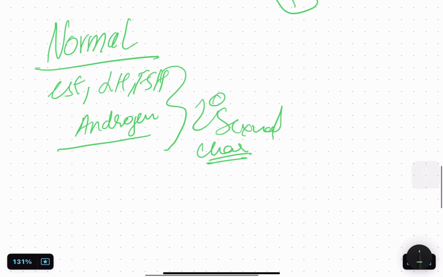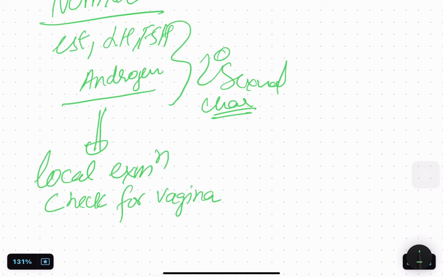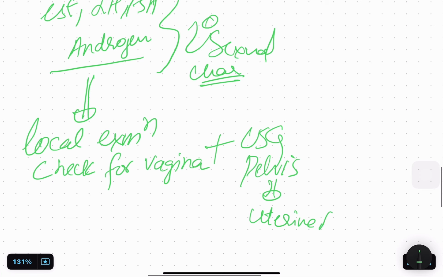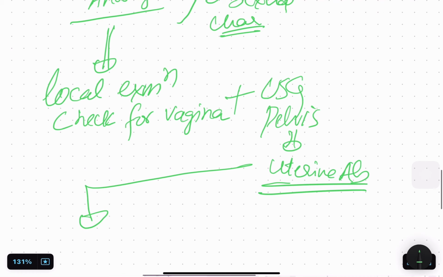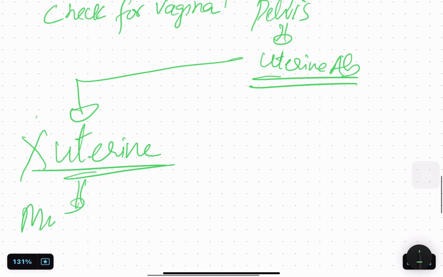Okay. Now what do you do? Go for local examination and check the vagina. You also order an ultrasound of the pelvis to look for any uterine abnormalities. Now, if there is no uterus, that means you are dealing with a Mullerian malformation.